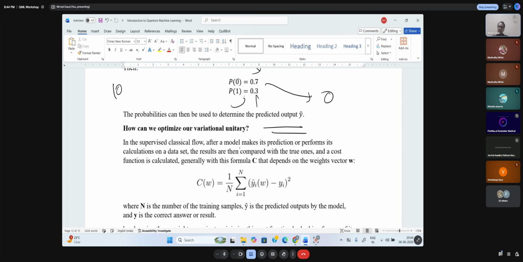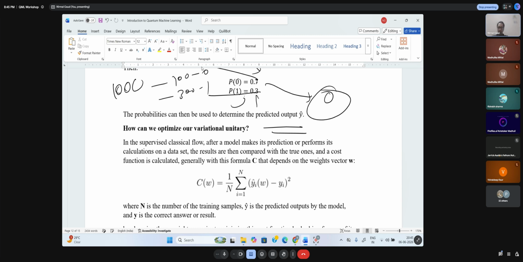You have run the circuit 1000 times, 700 times you got 0, 300 times you got 1. According to the probability, this is 70%, this is 30%. I require only one answer, as in classical theory. So let's go with the highest probability. Therefore, the answer will be 0.